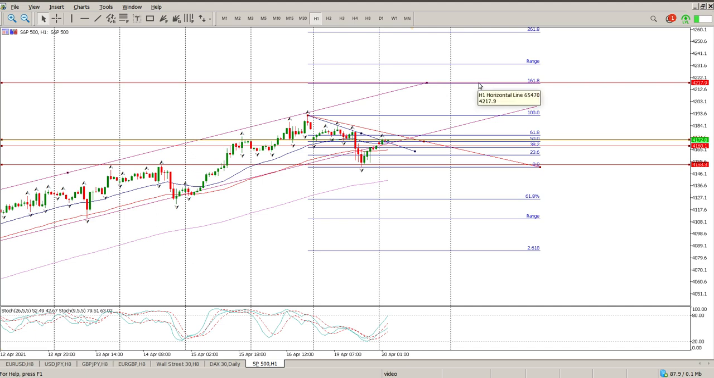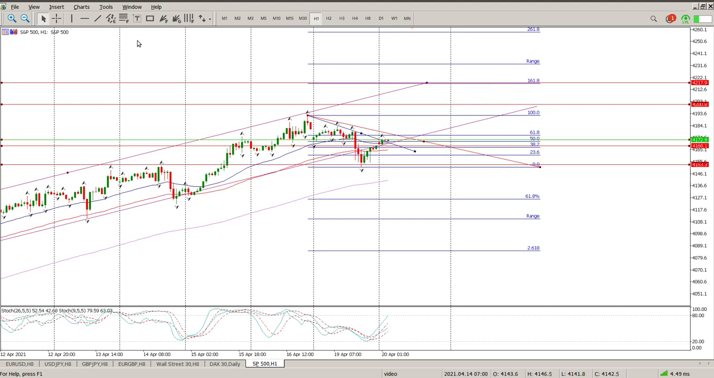So I'll be looking at 4217, and then obviously one in between that of 4200. There we go. Okay, so 4200, and then the next area is 4217, and if we break above that high, the ultimate should be somewhere in this area here, which is 4232.